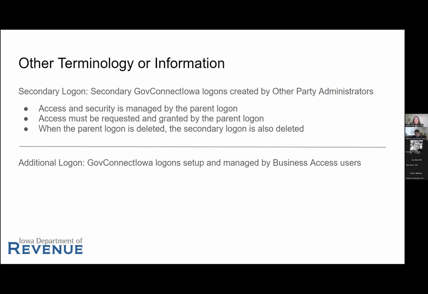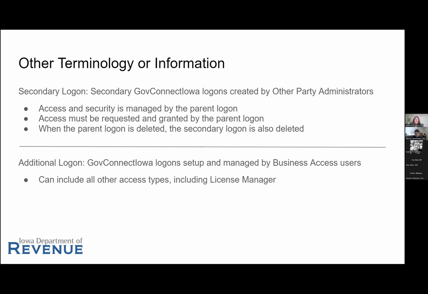The other portion has to do with additional logons. So business access users with full access or administrator level access can create what we call additional logons. So this is the business user either setting up a brand new GovConnectIowa logon for someone else, or it's a way of them granting immediate access to another GovConnectIowa user. So in order for the business user to grant immediate access, they will need the other GovConnectIowa users' information. So think of their username and their email address.